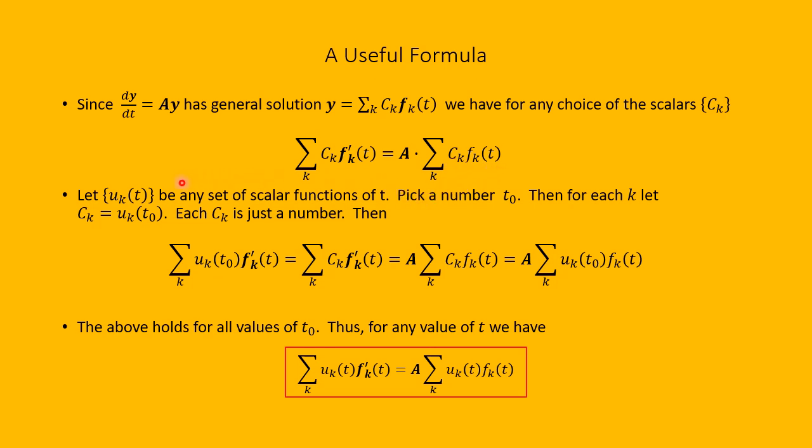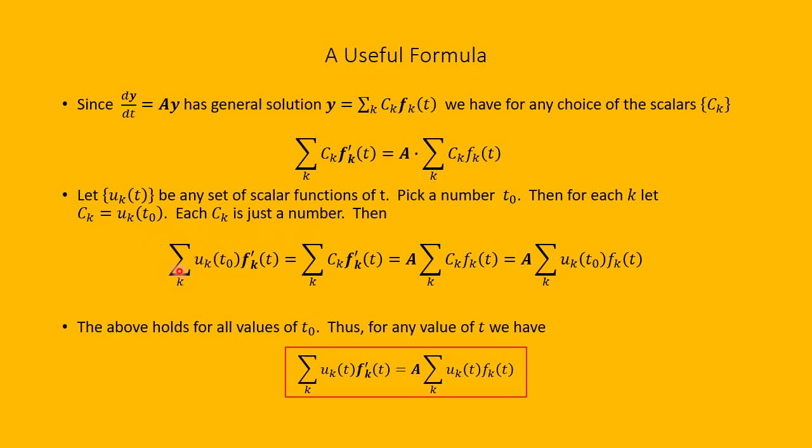So now what we'll do is let u sub k of t be any set of scalar functions of t. They're not really any. We're going to put requirements that the u's have to satisfy. And we'll pick a number t naught, but for now, no matter what u sub k's we pick, and no matter what number t naught we pick, as long as all these u's are defined at t naught, then for each k, let's let c sub k equal u sub k of t naught. Then each c sub k is just a number, a scalar.